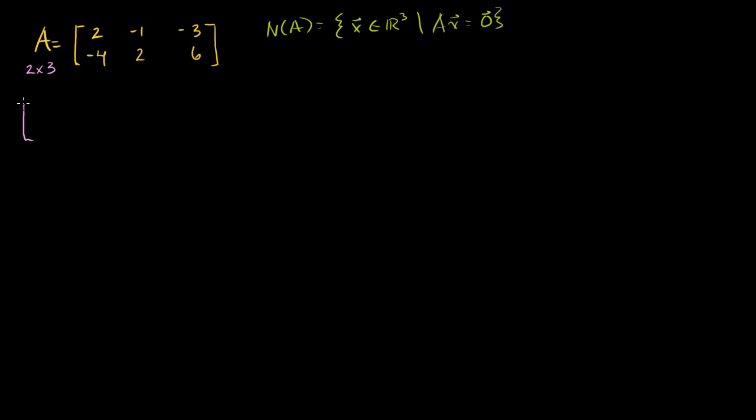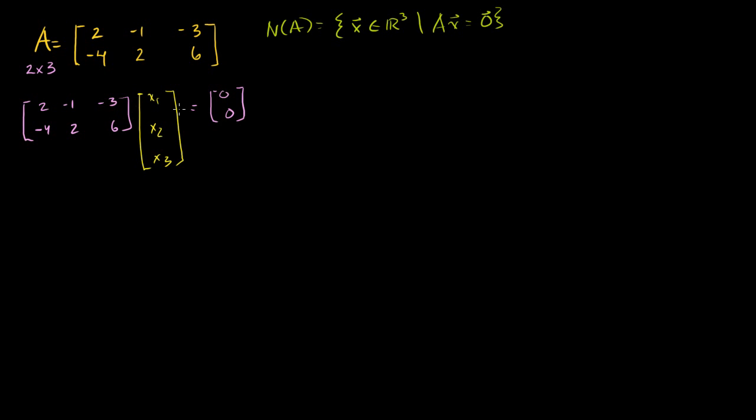So we take our matrix A, 2, minus 1, minus 3, minus 4, 2, 6. Multiply it times some arbitrary vector in R3 here. So you get x1, x2, x3. And you set them equal to the 0 vector. It's going to be the 0 vector in R2 because we have 2 rows here. You multiply a 2 by 3 matrix times a vector in R3, you're going to get a 2 by 1 vector or a 2 by 1 matrix.